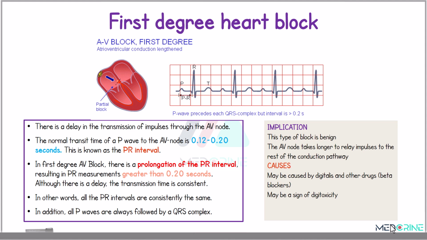Basically, a first degree heart block is benign in nature and it resolves on its own. The atrioventricular node takes longer to relay the impulses to the rest of the conductive system of the heart, and it is normally caused by digitalis or digoxin therapy and other drugs, for example, beta blockers. As well, it could be an indicator of digoxin toxicity.